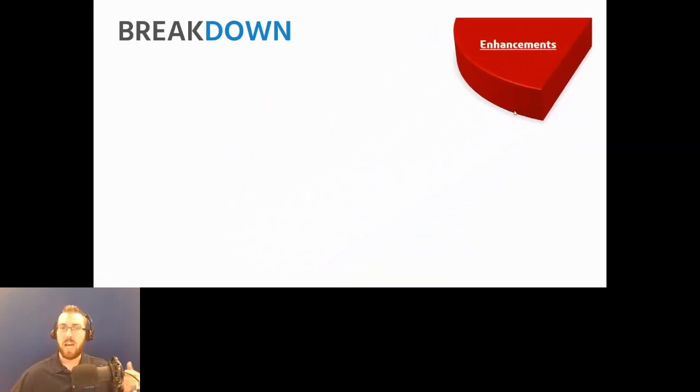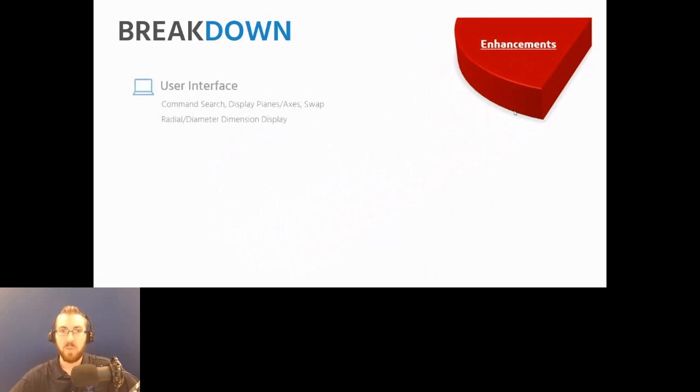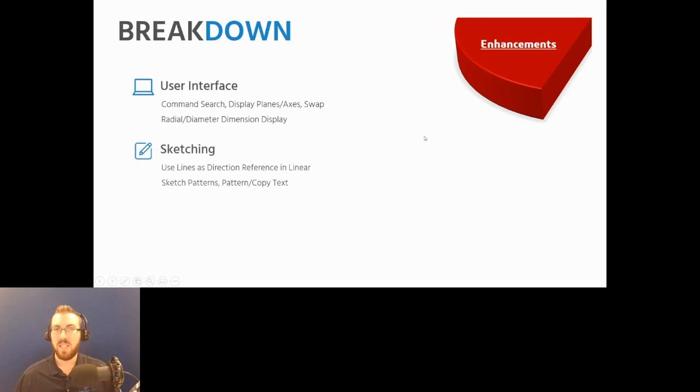So moving on, we have 5 major categories of enhancements. You heard me talk about these this morning, more than likely. The user interface has a new command search option for the S key. So we'll see that. We can now display planes, the default planes of parts and assembly components very quickly, as well as the temporary axes, and we can swap radial and diameter dimension displays very quickly as well. So little bits and pieces that go a long way to streamlining operations for pretty much everybody. Everyone can take advantage of those UI enhancements.